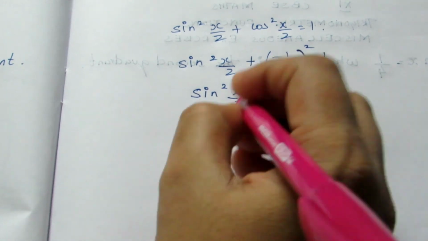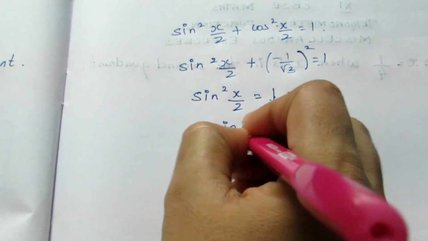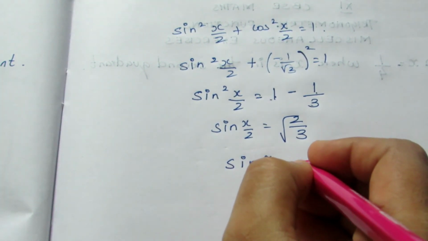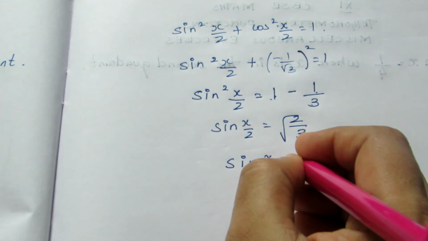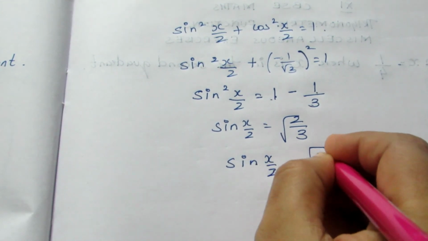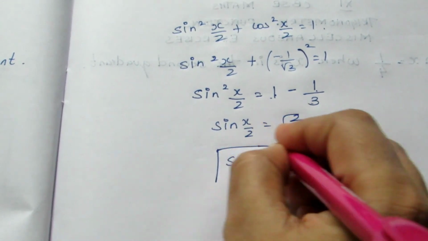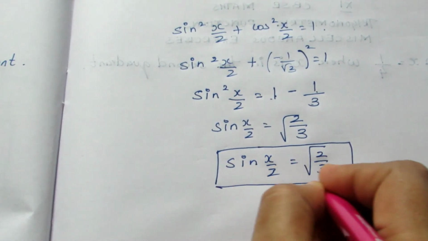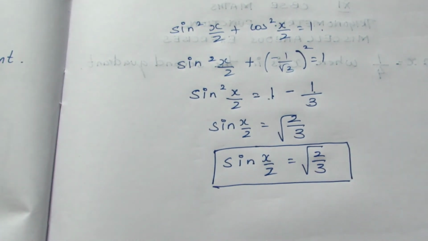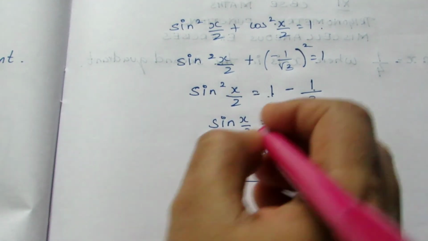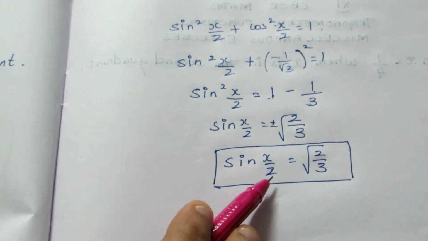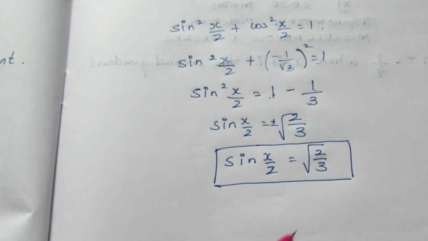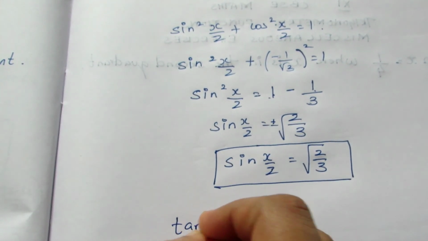Taking square root to find sin x by 2, I get sin x by 2 to be root 2 by 3. Here, as it is in the second quadrant, no need to put plus or minus. Though it is plus or minus, we know that in the second quadrant the sine value is positive, so I have written plus. Now we need to find tan x by 2.